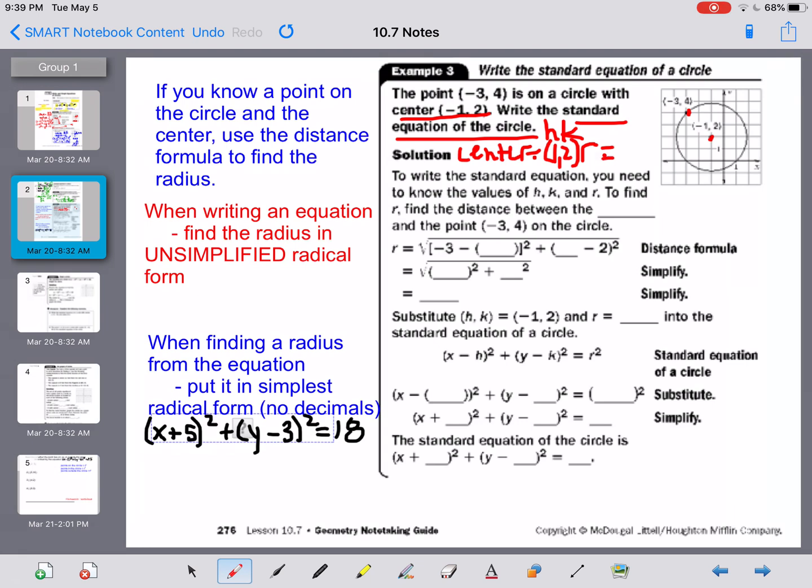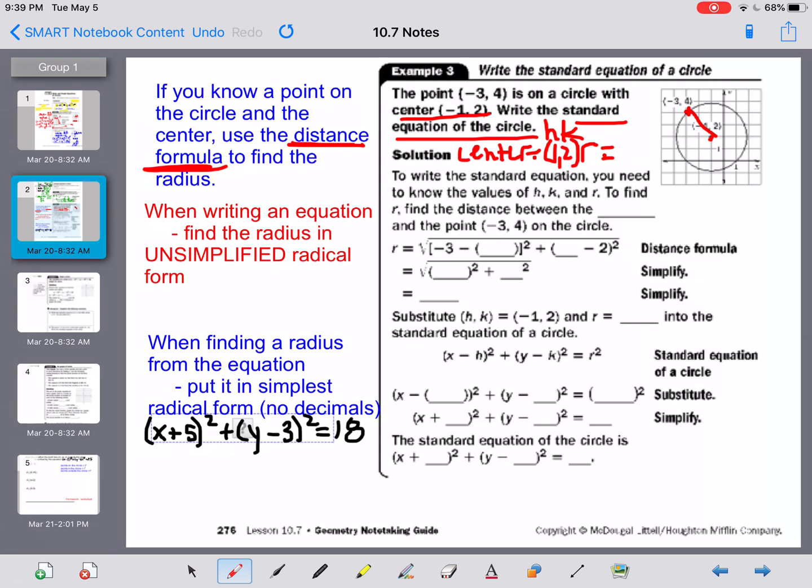Now, normally when I give you these notes, you can't see all these words in the margin yet because I didn't push that magic little button, but with these notes, you've already read this, hopefully. It says if you know a point on the circle and the center, use our very favorite distance formula to find the radius. I have a point in the center, I have a point on the edge. My radius is how far apart they are, so I need the distance.